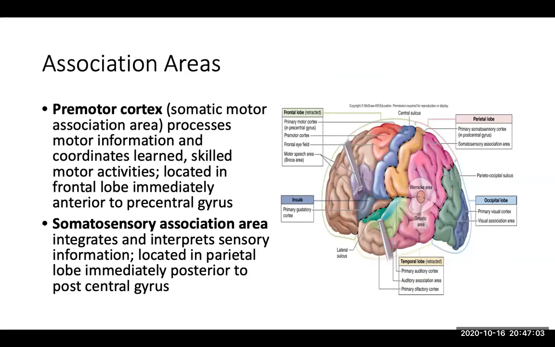And then the association areas: you have a premotor cortex association area, and other somatosensory association areas. The premotor cortex will process motor information and coordinate learned, skilled motor activities, located in your frontal lobe, and the somatosensory association area will integrate and interpret all sensory information, located in the parietal lobe. So really simply, the frontal lobe is usually all motor, and the parietal lobe is all sensory.